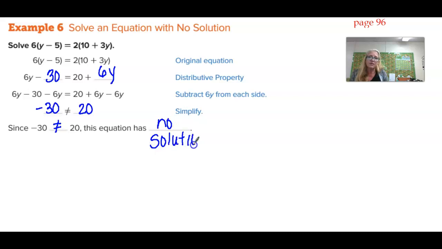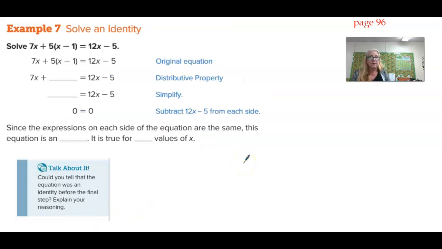If you end up with a false statement, your equation has no solutions. Now, what about this guy? Again, when you originally look at the problem, you can't tell if the left and right side are the same. You need to do some simplifying. So that's what we're going to do.